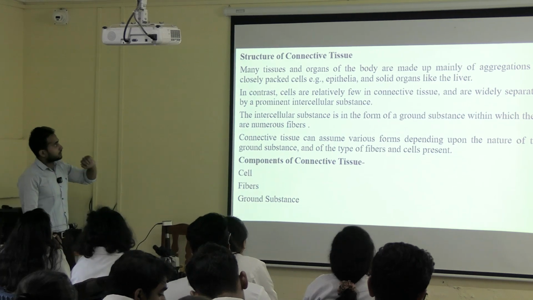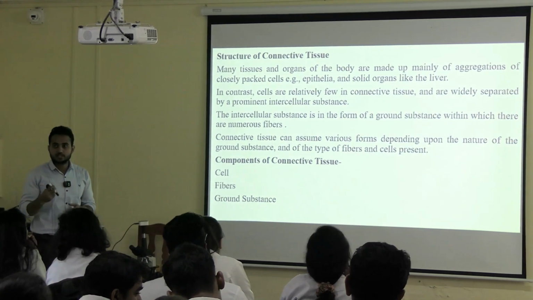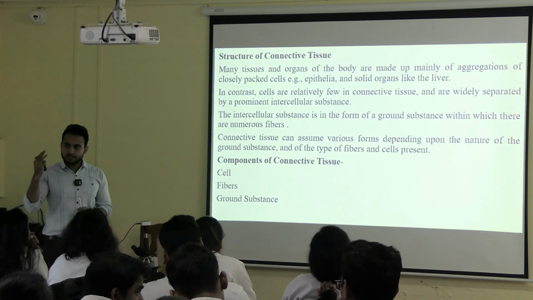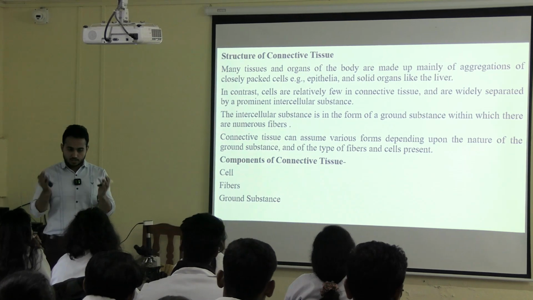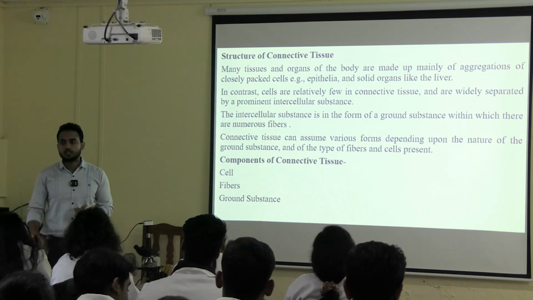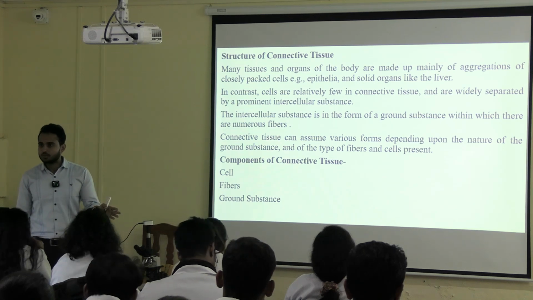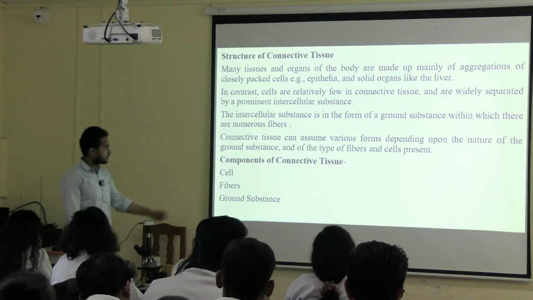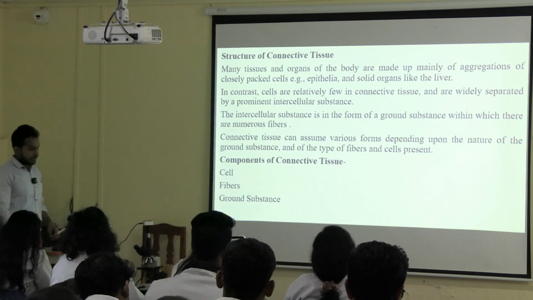Now, about the structure of connective tissue. In case of structure of connective tissue, you have to understand that three components are there. They constitute together to form the connective tissue. I have shown you in the diagram, and as you can see, the components of the connective tissue are cells, fibers, and ground substance.